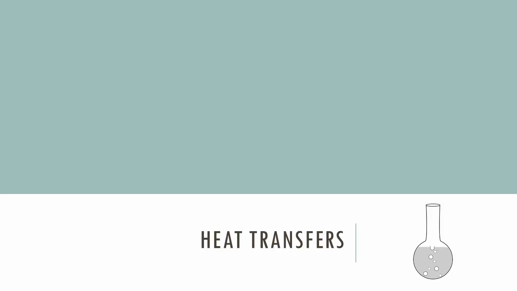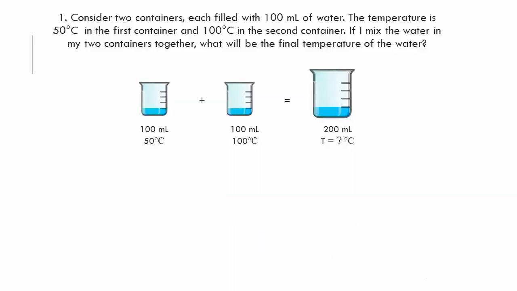Heat transfers. Consider two containers, each filled with 100 milliliters of water. The temperature is 50 degrees Celsius in the first container and 100 degrees Celsius in the second container. If I mix the water in my two containers together, what will be the final temperature of the water?